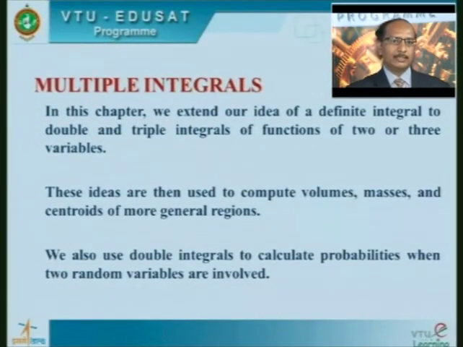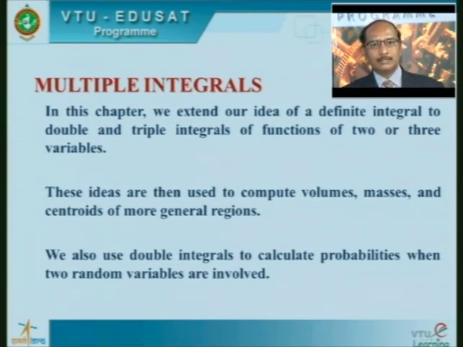Now coming to the multiple integrals. So in this chapter, we extend our idea of definite integral. What we studied about definite integrals earlier, that idea is extended to the double and triple integrals of functions of 2 or 3 variables. Then these ideas are used to compute the volumes, masses and centroids of more general regions as well. We also use the double integrals to calculate the probabilities when 2 random variables are involved, which is available in the probability chapter.